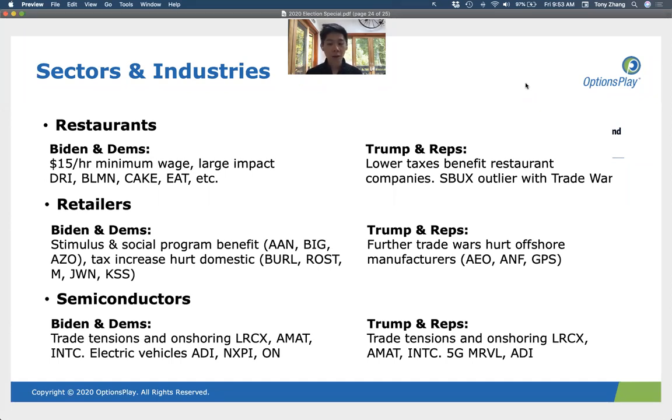And then you also have a lot of these names that are in the 5G space, in the autonomous vehicles space, semiconductors that will generally benefit under the Biden climate change plan and the onshoring plan, which is really ADI, NXPI, ON. These are some of the semiconductor names in these specific industries that will generally benefit from Biden's climate change and infrastructure spending bill that we see. But again, semiconductors, very complex space.